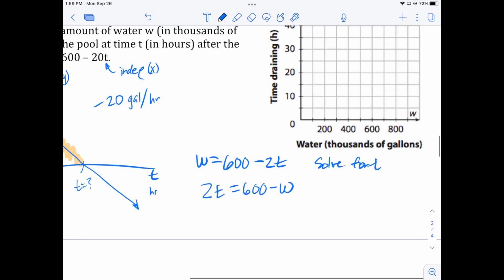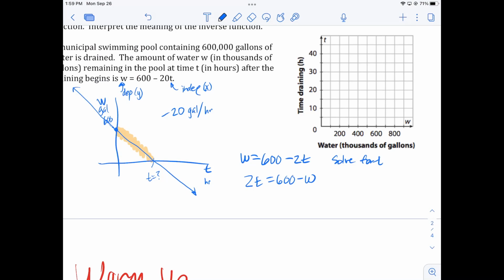20t. How do you get it? It's 20, it's 20. How did I get 2? I just wrote it wrong. Yeah, thank you. It's 20t, it's not 2t.